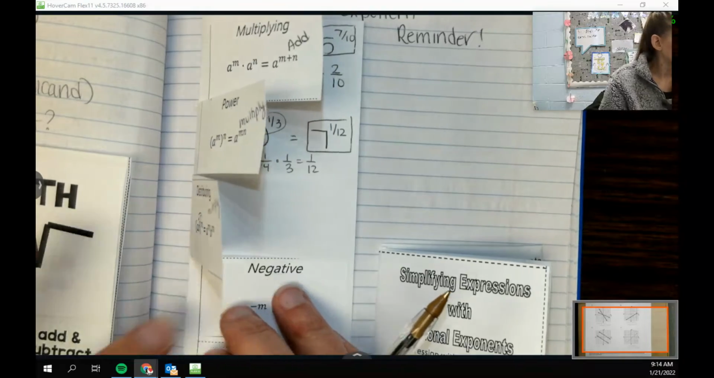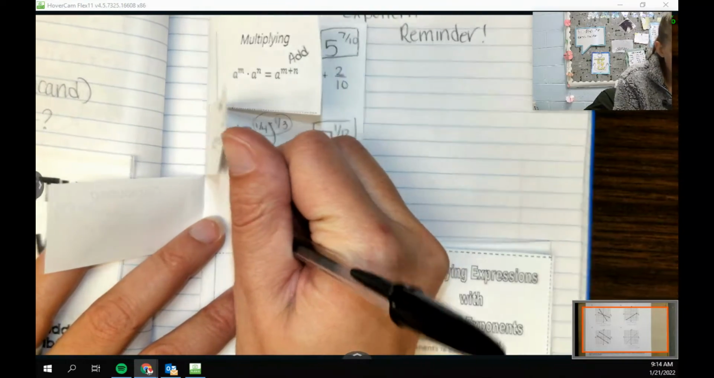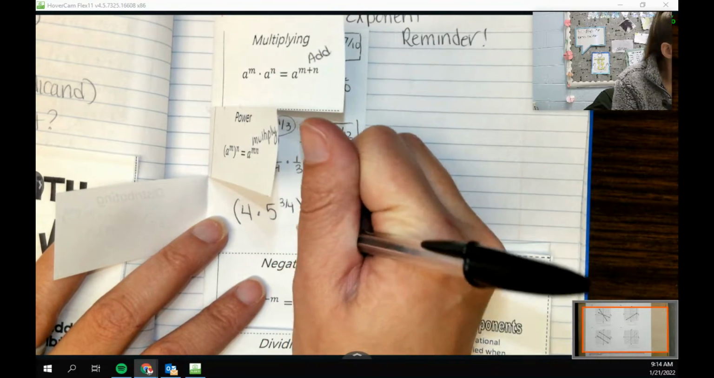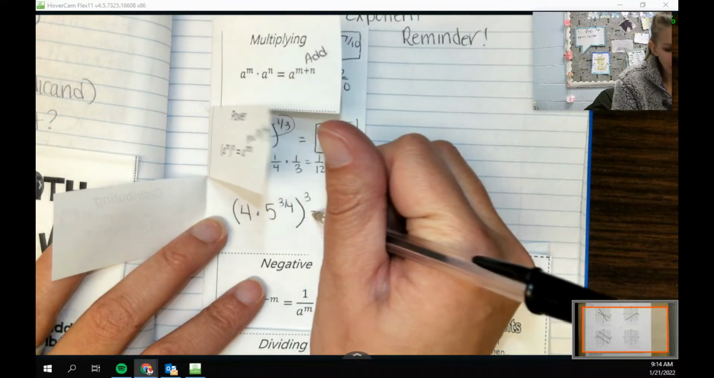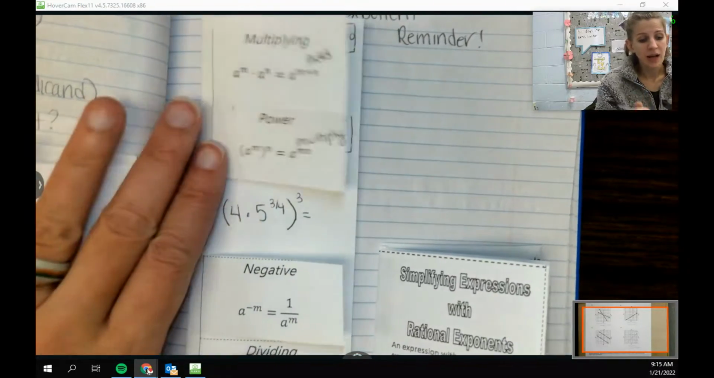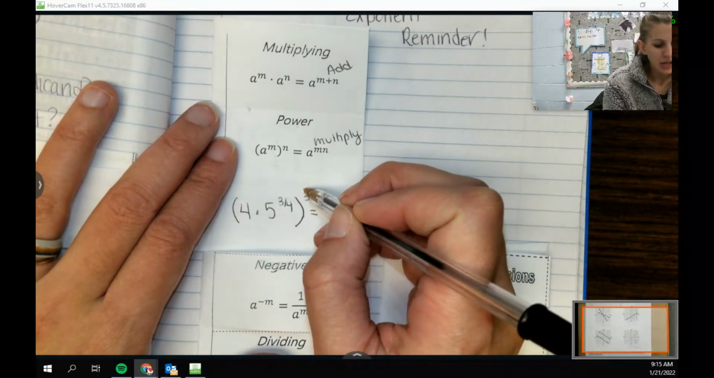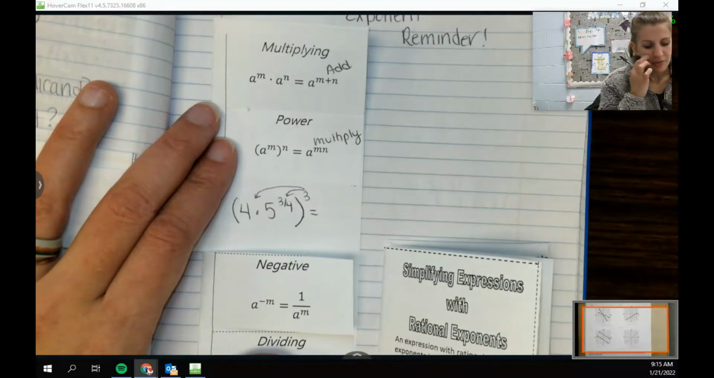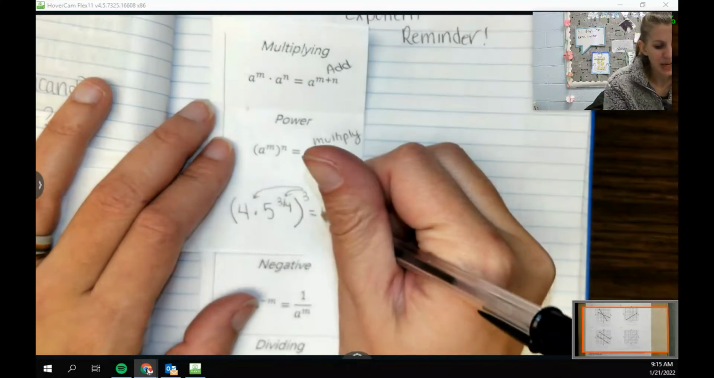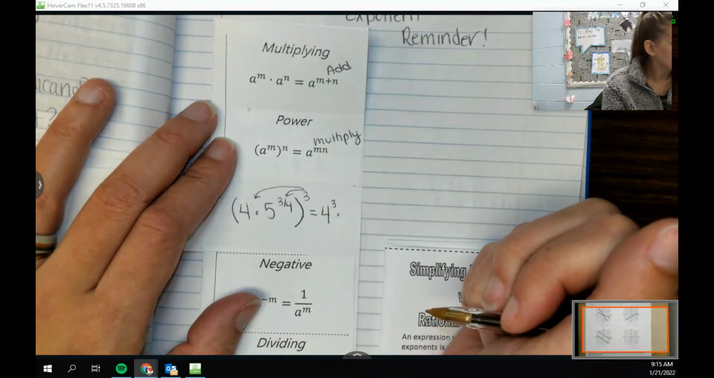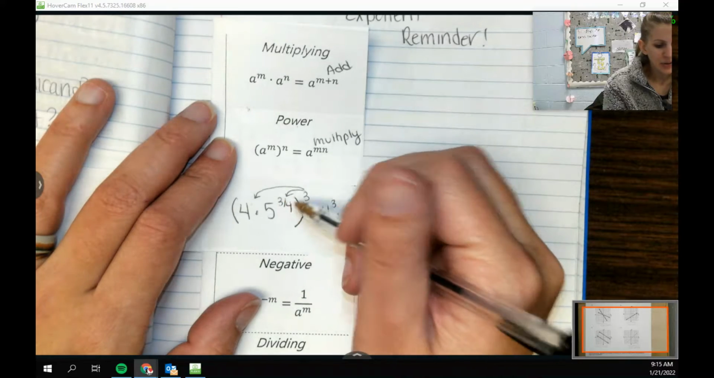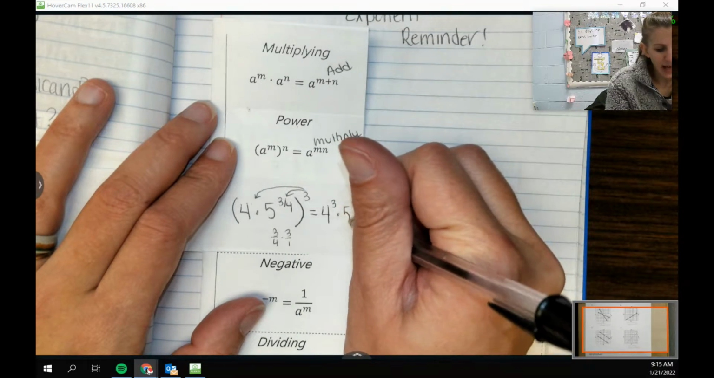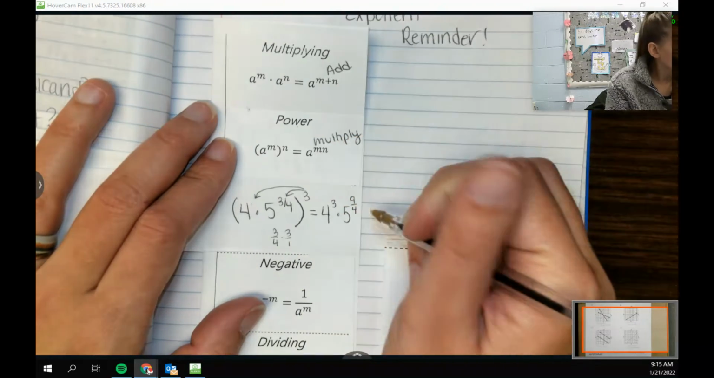So a quick little example of this could be if I had 4 times 5 to the 3/4 power, all to the 3rd power. Okay, so every number, every letter has a power. So this 3 needs to be distributed to the 4th power, which is just 1, and then to the 3/4 power. And again, we're just multiplying. So 1 times 3 is 3, so like 4 to the 3rd. And then here, if I do 3/4 times 3 over 1, we're going to have 5 to the 9/4.